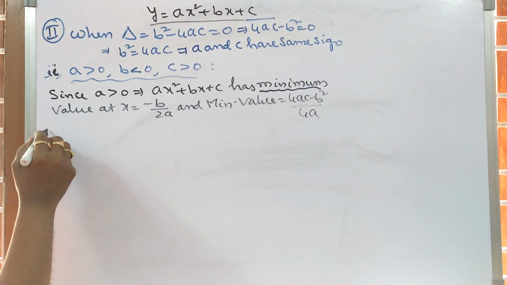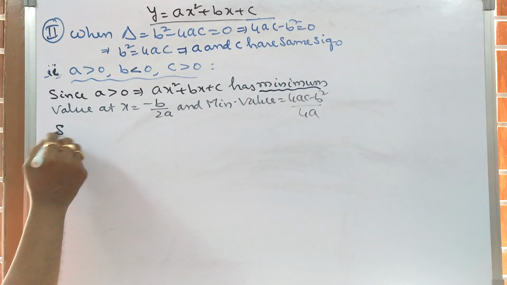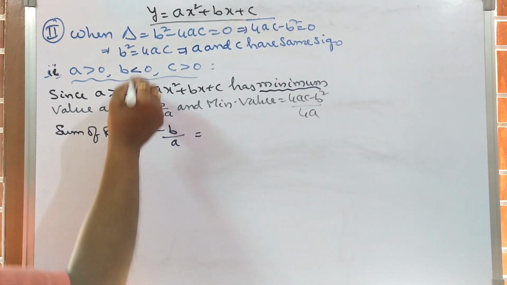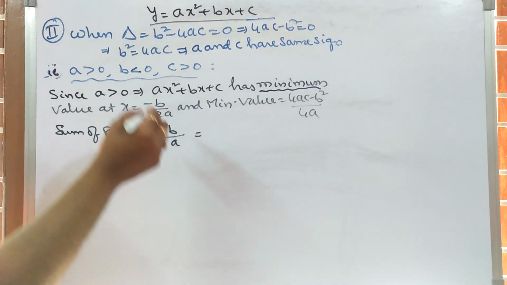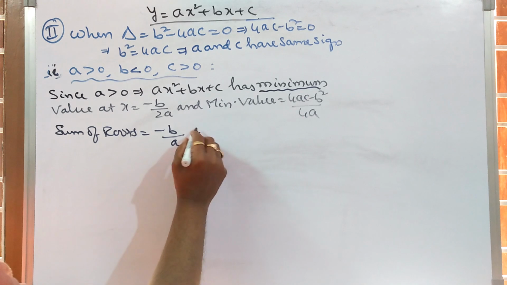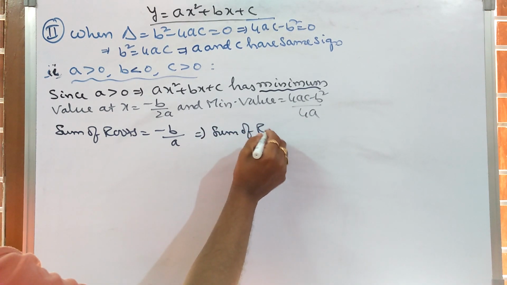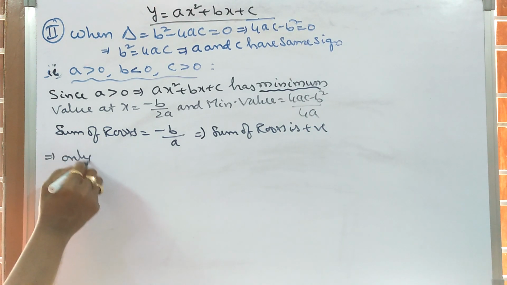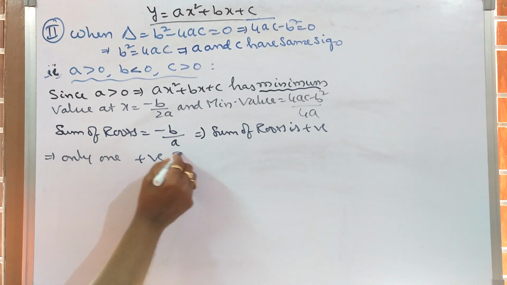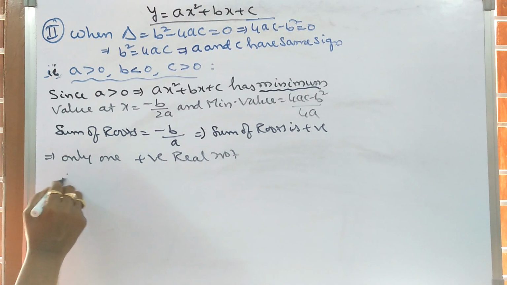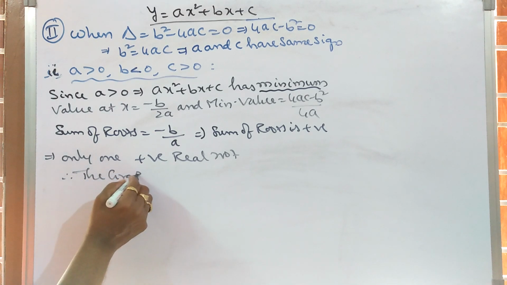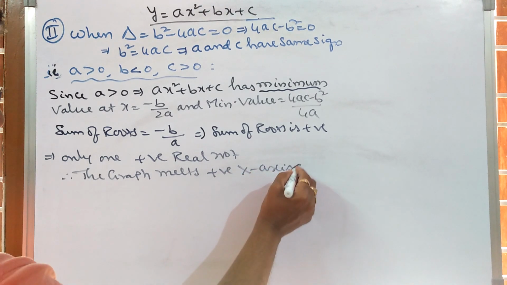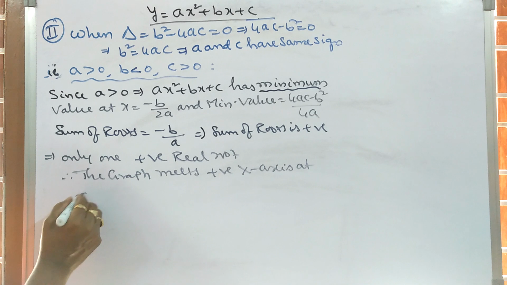Now, coming to the sum of the roots. The sum of roots is equal to minus b by a, which is equal to negative by positive. Negative by positive means negative. Negative into negative is positive. So the sum of roots is positive, which means only one positive real root. Therefore the graph meets the positive x-axis at only one point.